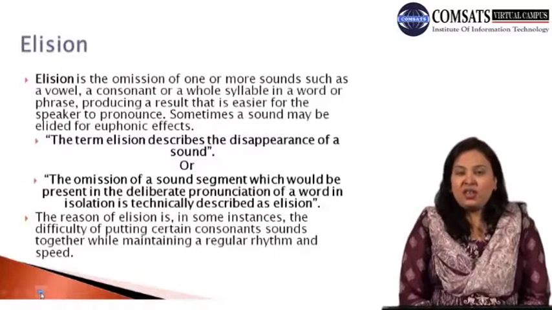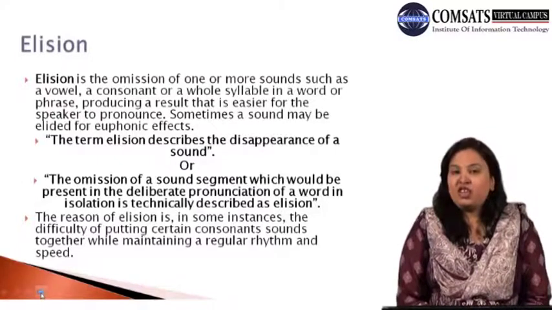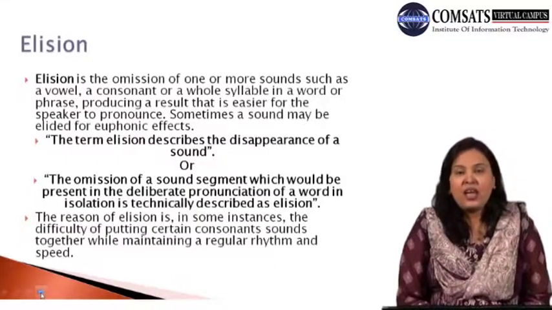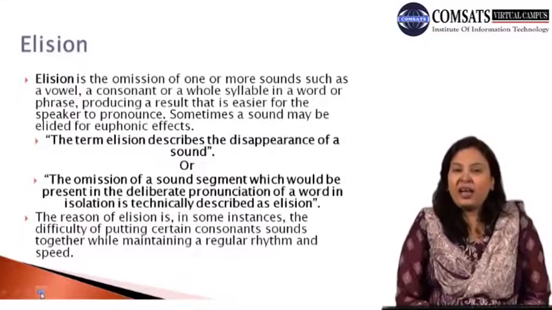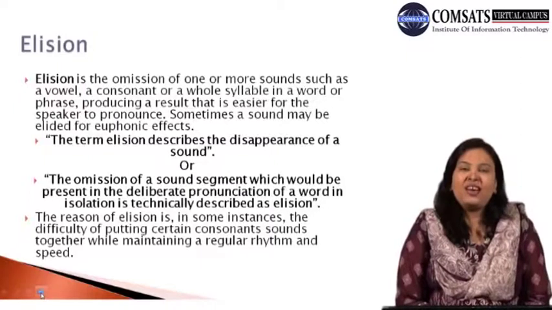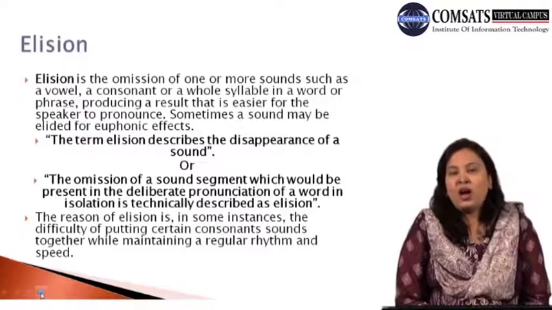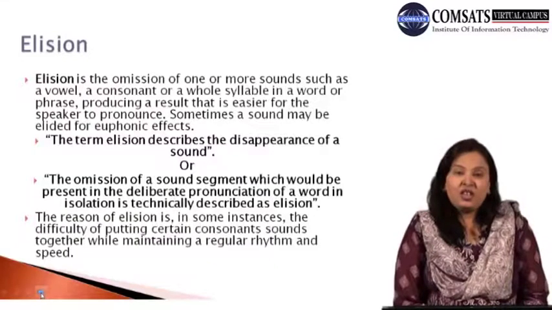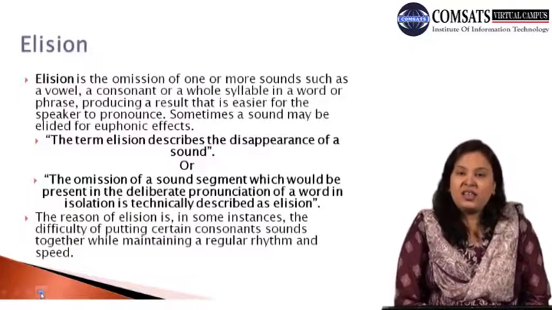So elision is different from assimilation. In assimilation, we do not omit sounds. Actually, we combine them and produce a sound. We get a mixture of two sounds, or we change one sound under the effect of the other. But in elision, we omit certain sounds, certain syllables.